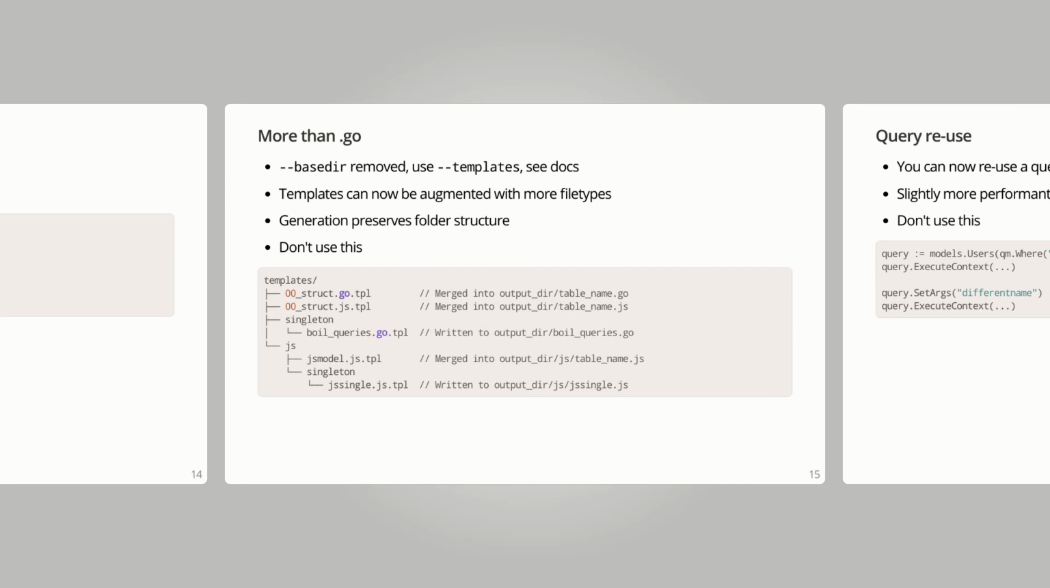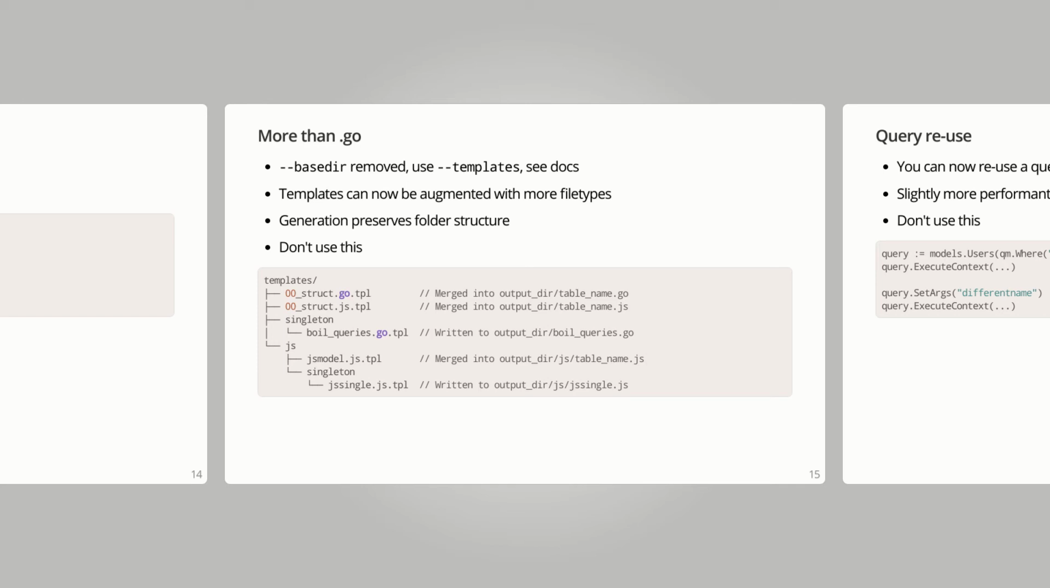So we've removed the base dir flag. This used to control where your templates and templates test directory are. And now instead you actually specify the templates and templates test directory directly with --templates. This picks up root directories that are full of templates and singleton directories. You'll probably have to take a look at the docs to understand what that means, but it's there.